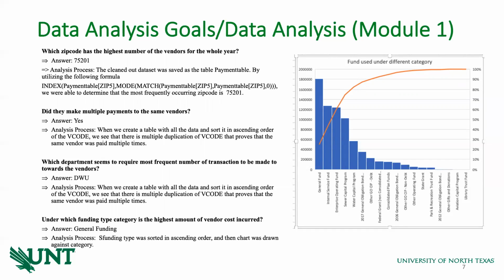Likewise, I checked if they made multiple payments to the same vendors, and I was able to see that the answer was yes. The way I did it is I created a table with all the data, sorted it in ascending order of the vendor code, and over there we see multiple duplication of the V code, which says that the same vendor was paid several times.